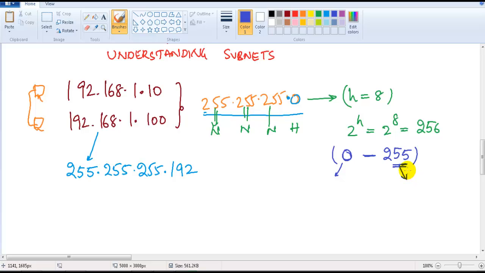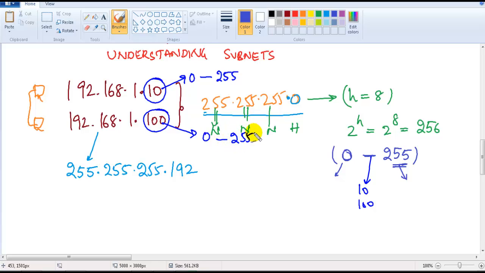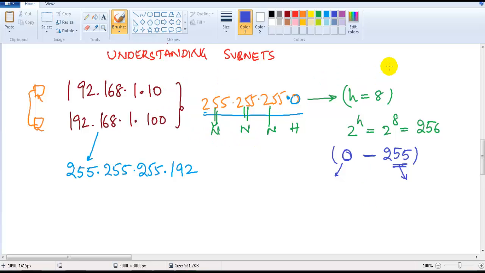The first three portions can be anything. Now here the 10 and the 100 both come within this range, right? They both come in the same range. 10 says my network ID is 0 and my broadcast ID is 255, and 100 also says the same thing: 0 is my network ID and 255 is my broadcast ID. So both have the same network ID and broadcast ID, which means obviously they are in the same network. I agree on that. This is the same thing we learned in the basic IP addressing concepts.